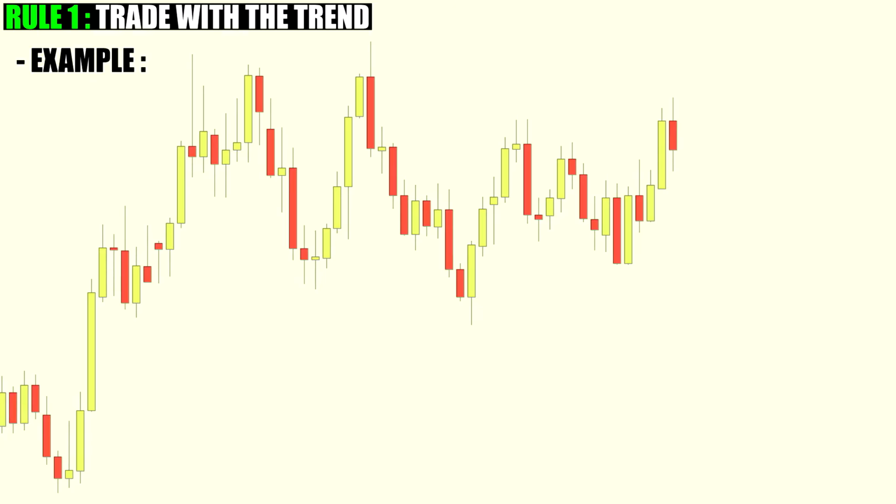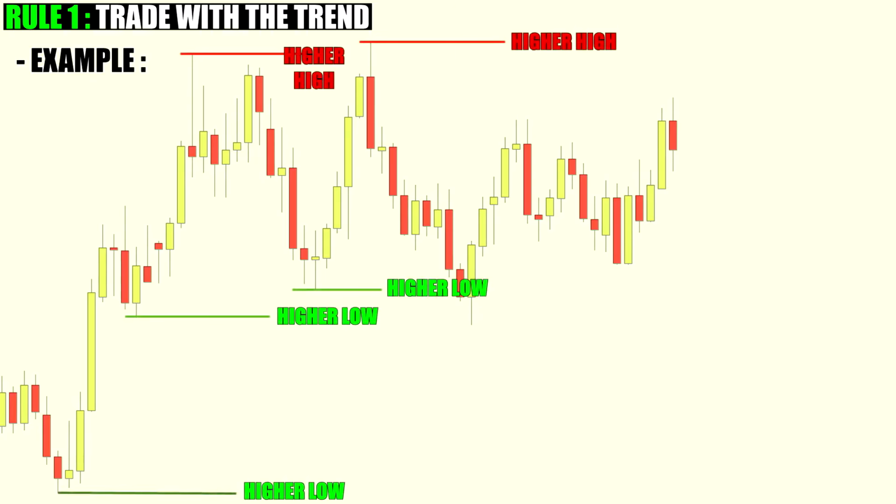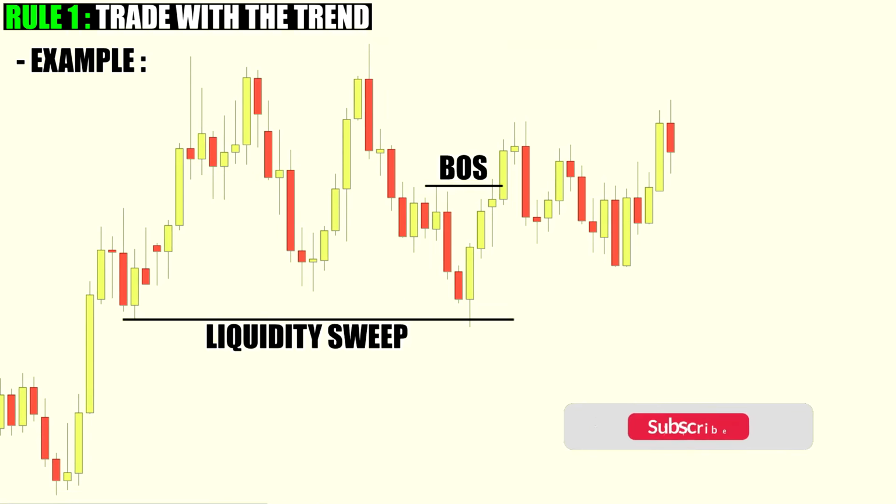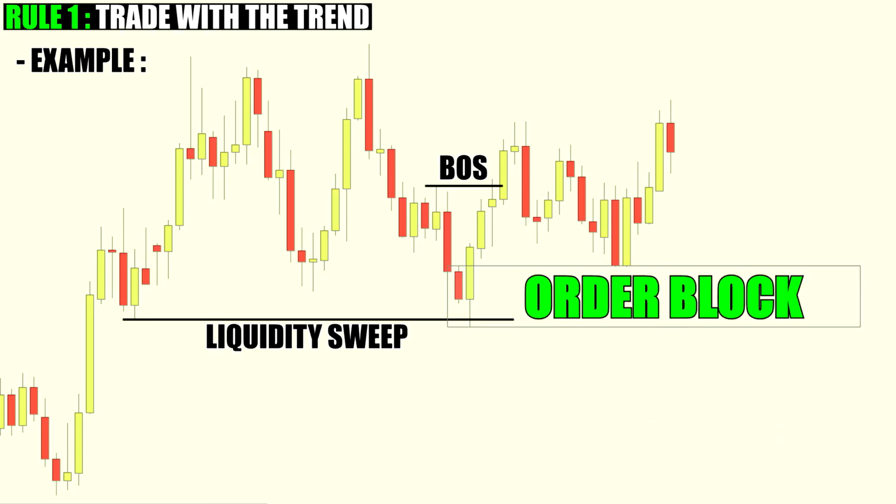For example, if price is creating a higher low followed by a higher high, that's a bullish structure. It means buyers are in control. Once you've spotted a bullish breakout, it's highly likely that price will return to a previous structure zone, and that zone almost always holds a valid bullish order block. That's where you'll see clean reactions.